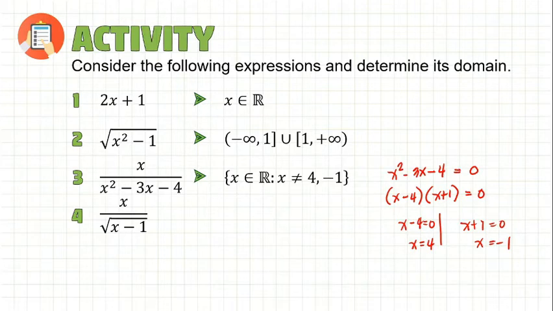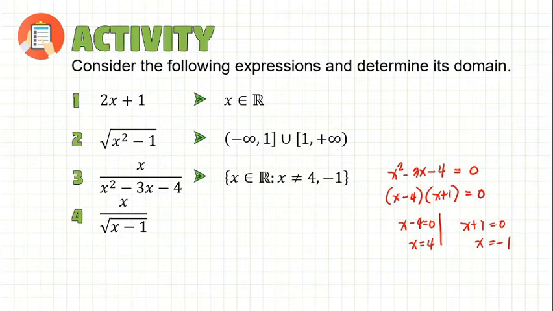Okay? And for the last one, we have x over the square root of x minus 1. Take note, this one will be defined only if the denominator is not 0, and the value of the radicand is greater than or equal to 0.